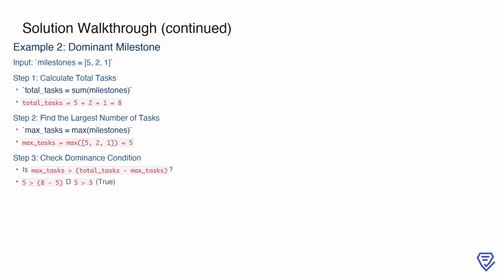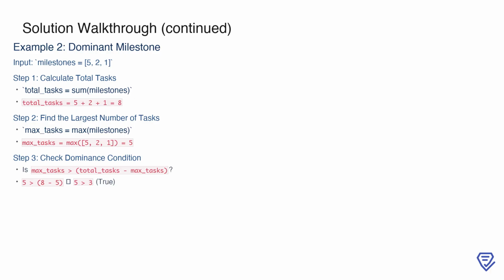Now let's consider a scenario where one milestone dominates the rest. Here, the milestones are 5, 2, 1. Again, we start by calculating the total number of tasks. Adding 5, 2, and 1 results in a total of 8 tasks. Next, we find the largest milestone. The maximum value in 5, 2, 1 is 5.